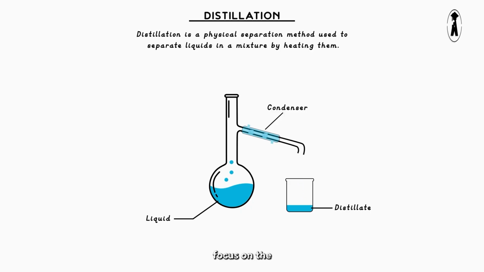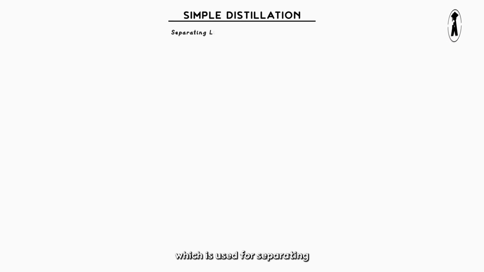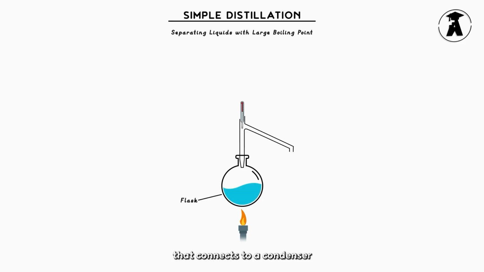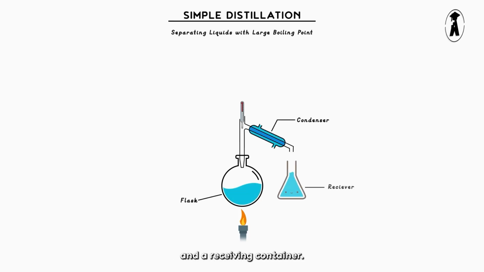Now let's focus on the two major types of distillation. First, we will look at simple distillation, which is used for separating liquids that have large differences in their boiling points. In simple distillation, we use the difference in boiling points to separate liquids. First, we set up the apparatus, a heat source warming a flask that connects to a condenser and a receiving container, as the mixture is heated gently.